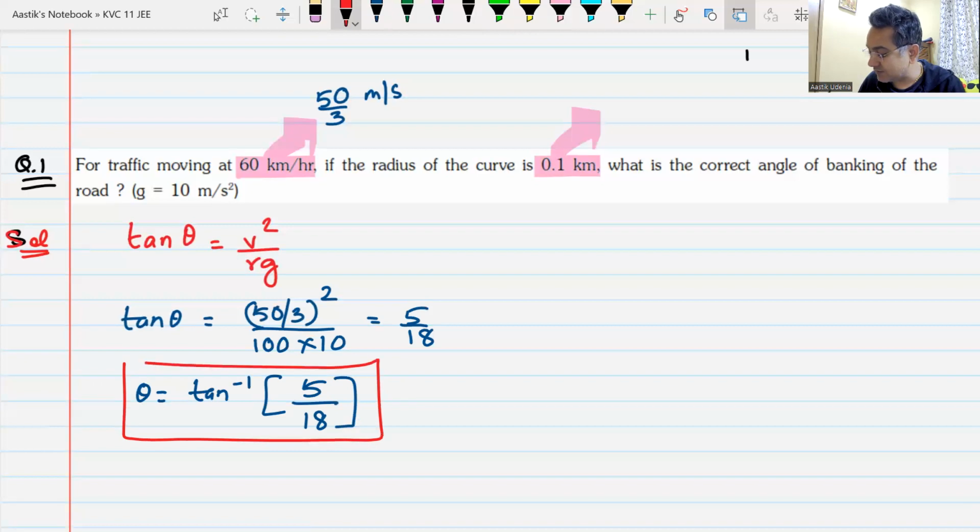Do we understand this, everyone? Yes or no? Everyone understands this? Pakka? Yes, sir.